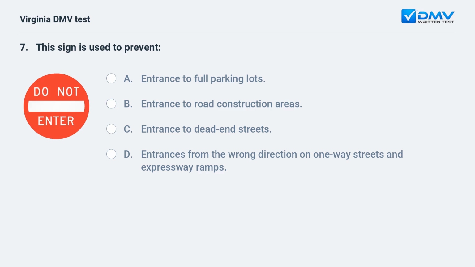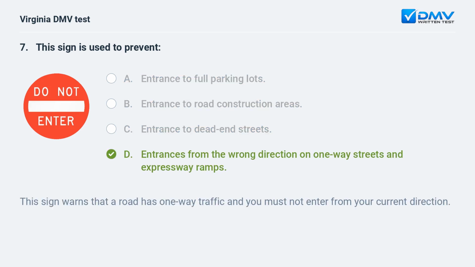This sign is used to prevent A. Entrance to full parking lots. B. Entrance to road construction areas. C. Entrance to dead-end streets. D. Entrances from the wrong direction on one-way streets and expressway ramps. D. Entrances from the wrong direction on one-way streets and expressway ramps. This sign warns that a road has one-way traffic and you must not enter from your current direction.